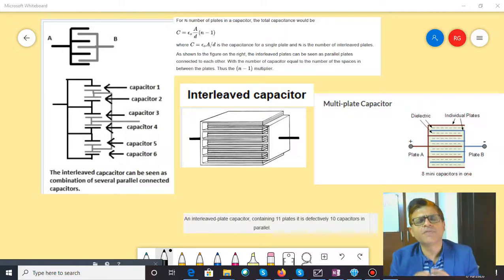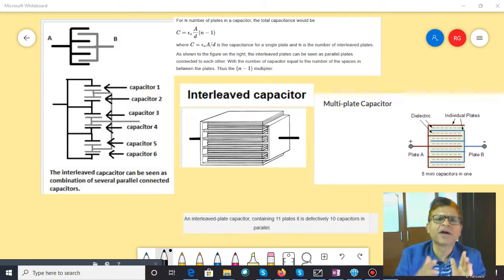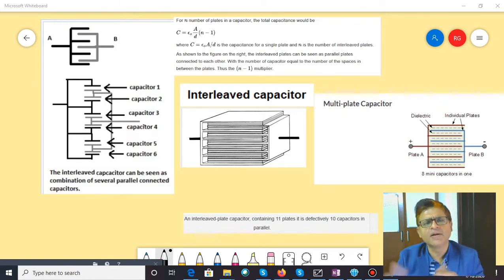So one other type of numerical you see in parallel plate capacitors is called interleaved capacitors. Now, when you start doing arrangement of capacitors, you see series, then you see parallel, then you see series plus parallel, but then you come across a typical construction of capacitor called an interleaved capacitor.